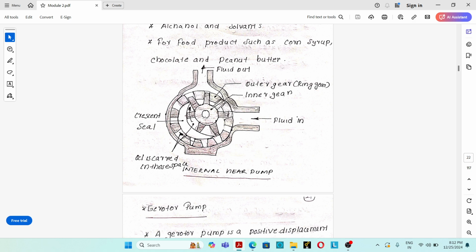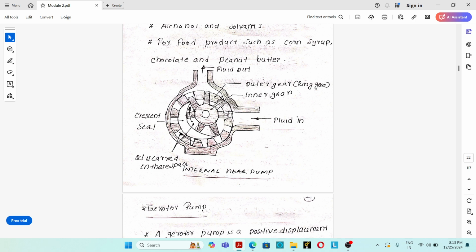The inner gear is connected to the electric motor through a shaft. The inner gear is also known as the rotor. The inner gear has teeth protruding in outward direction. You can see that the inner gear's teeth are protruding in outward direction.